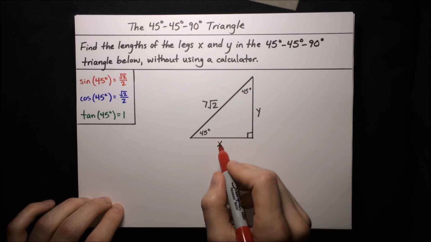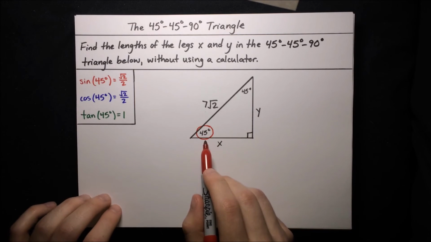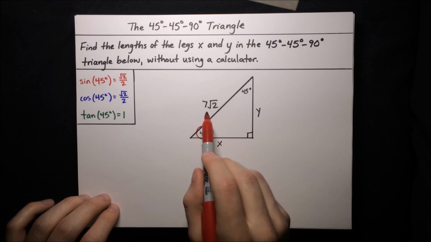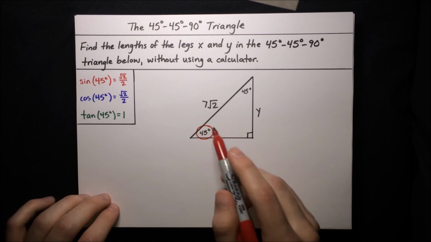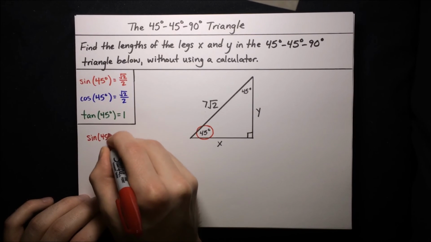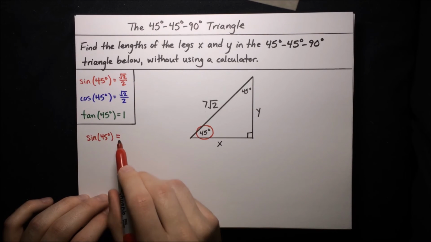So how about we start with this 45-degree angle here. So how about sine of 45 degrees? That's just equal to y over 7 root 2. So then we can solve. So why don't we do that? Sine of 45 degrees. We already know that's root 2 over 2. So we'll be able to simplify that equation.